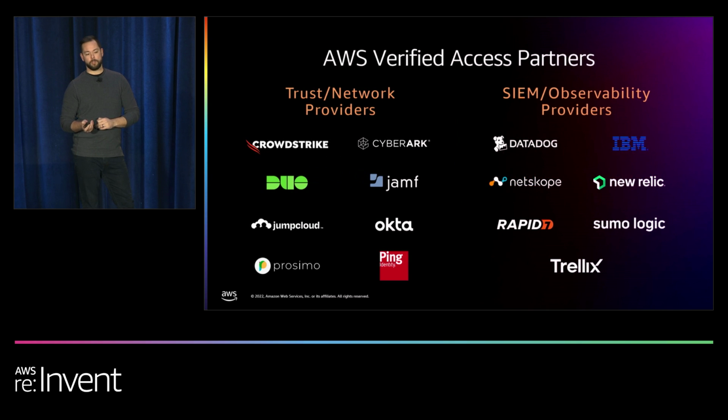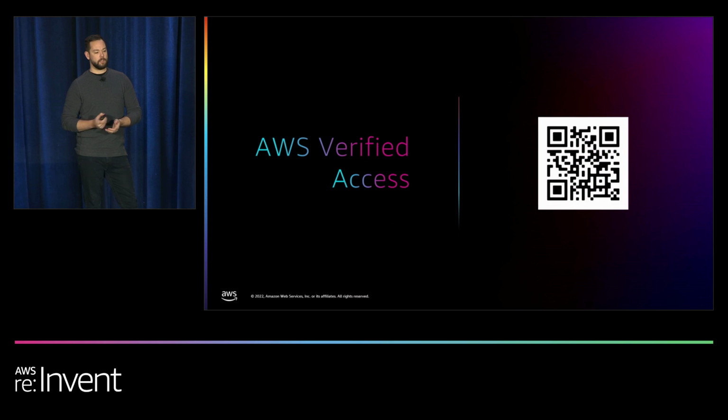At launch, we've got a set of partners that we've integrated with, folks that you use, like Okta and Jamf. And Datadog. These are partners that folks are using today, so it's nothing new. Now, I'm hoping this list grows over the next couple of months, and we integrate with many more partners. So I'm super excited to see how that goes. And lastly, we have a link here, a QR code, if you'd like to learn more about Verified Access.